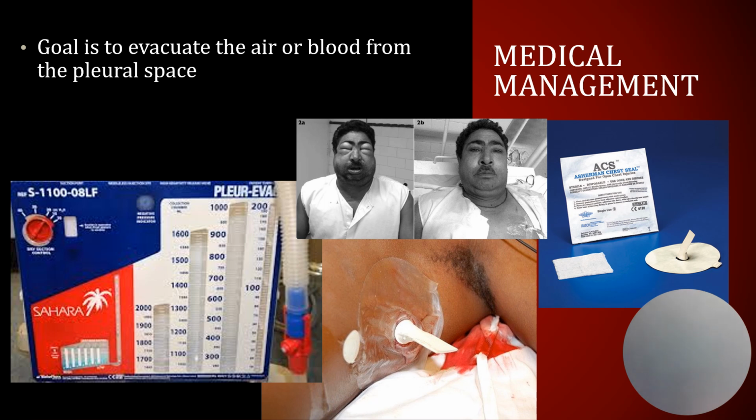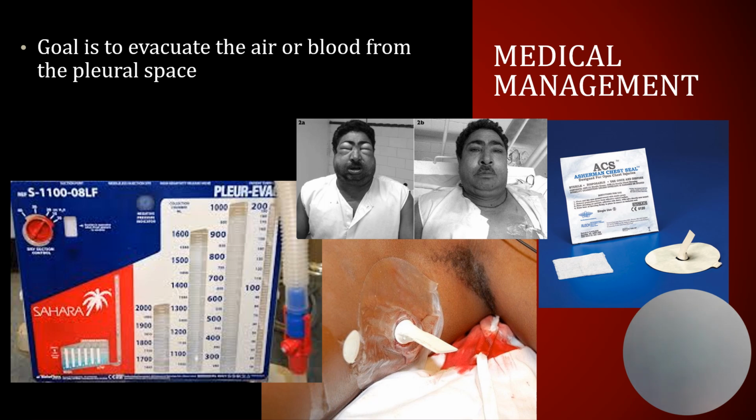We're also going to provide pain control, pulmonary hygiene, and monitor those vital signs and respiratory status. With the tension pneumothorax, prior to doing any of those other things, it will require a needle thoracostomy to release the air. Again, that is a life-threatening situation. We have to treat it immediately.